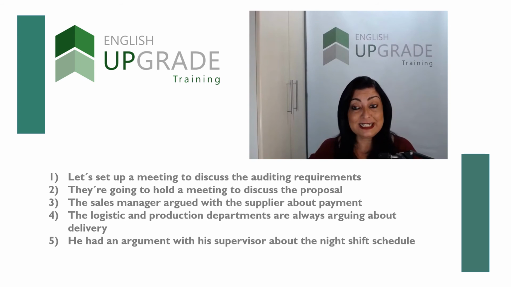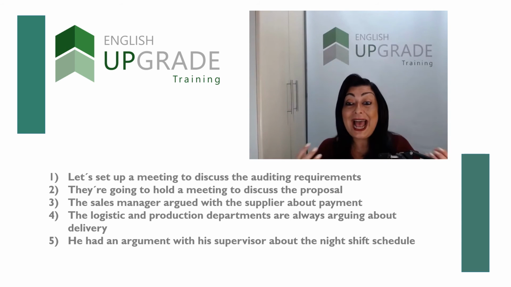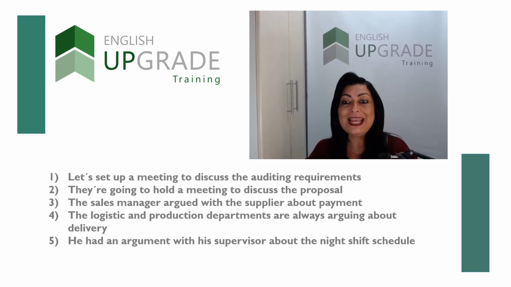And finally, sentence number 5. He had an argument with his supervisor about the night shift schedule. So he, a certain operator in the company, had an argument with his supervisor about the night shift schedule. So the supervisor and the operator, for example, they had an argument. So this is another way to use the verb argue, as a noun. They had an argument. Argument here is not a verb, it's a noun.